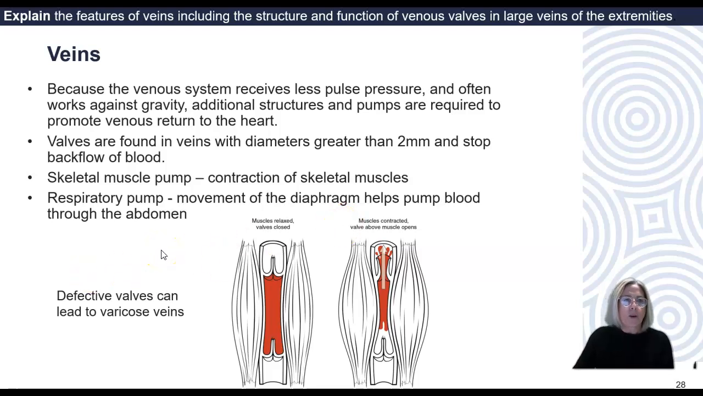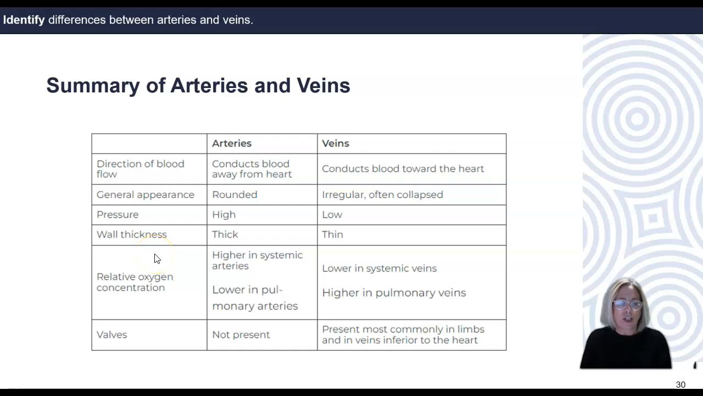develop. Okay, everybody, I have actually finished. I'm going to leave you with this table here, which is a summary of arteries and veins. You can follow it yourselves in terms of pressure differences, the valves only being present in the veins, not in the arteries, the direction of blood flow, the general appearance, and the thickness of the walls.